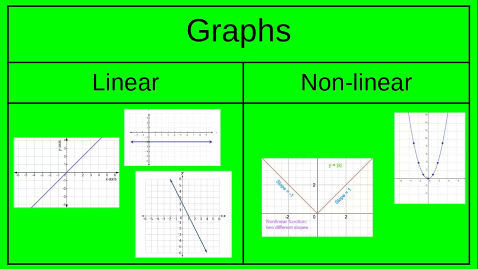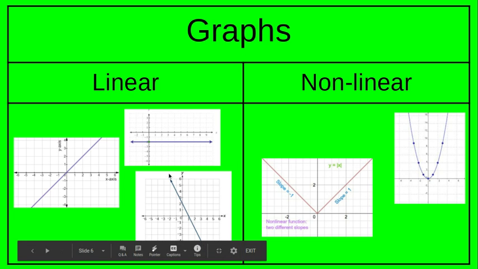Now let's take a look at some graphs. On the left side, here's some examples of linear graphs. On the right side, nonlinear. Clearly, this one right here is the graph of y equals x. Your y value and your x value are the same all the way through. We have 1, 1, 2, 2, 3, 3, negative 1, negative 1, negative 2, negative 2. It's a linear function. Here is the graph of the equation y equals negative 2. We can see that it is a horizontal line. It's a linear function. And this one down here is also linear.